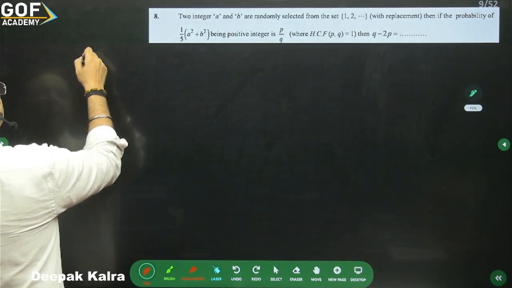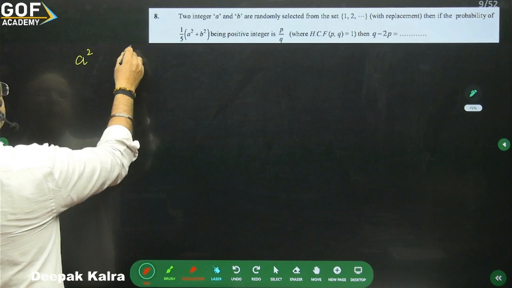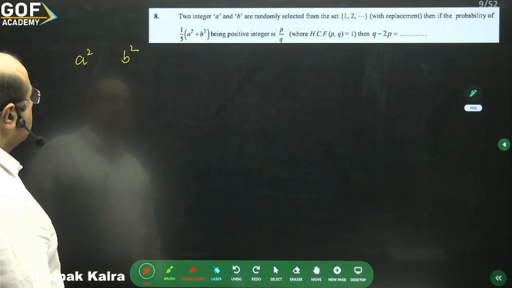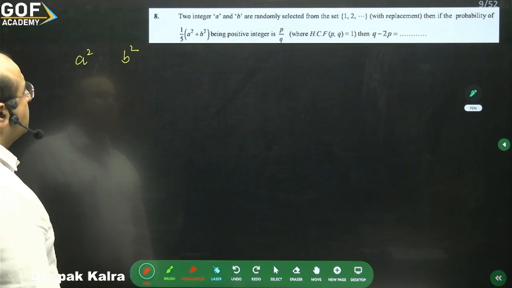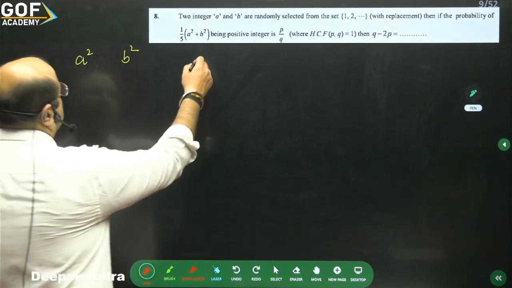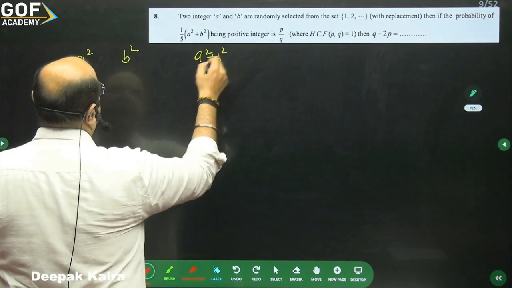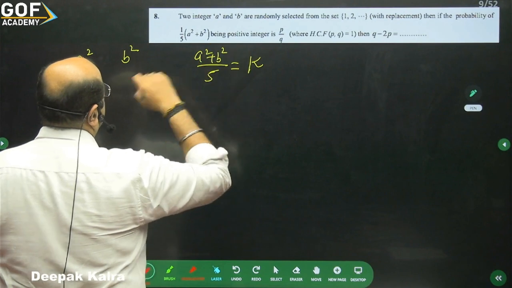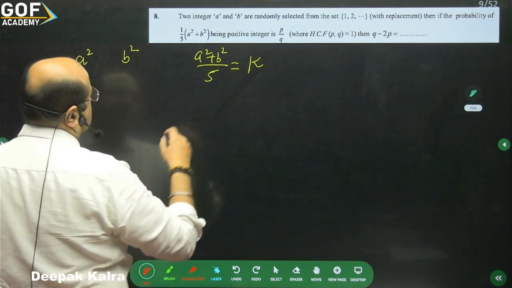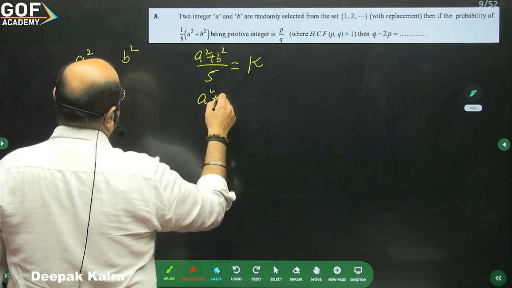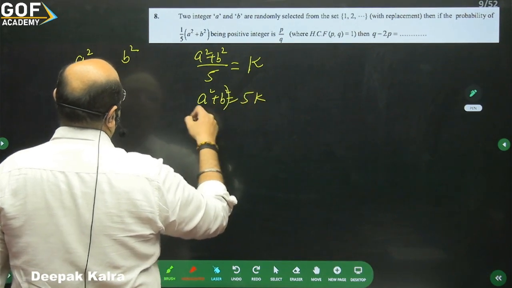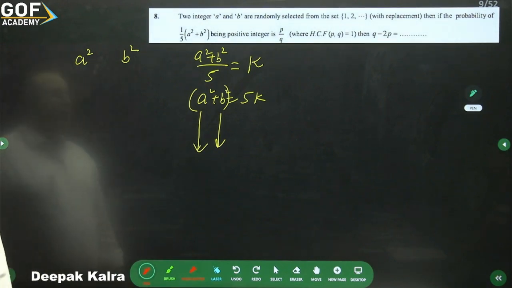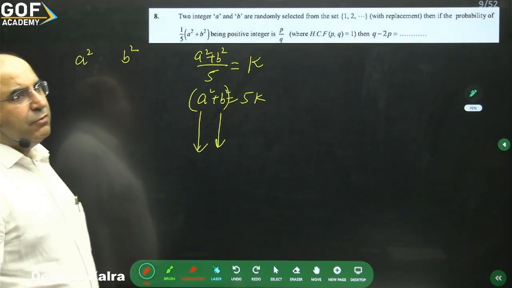If two integers A and B are randomly selected from 1 to 20 with replacement, then the probability of A squared plus B squared over 5 being a positive integer... that is not ending up anywhere. Okay. What to apply? See, if I have to do the square of a number, and A square plus B square over 5 is an integer, let us suppose K. So my answer is A square plus B square should be 5K. So A square and B square should add up to give me a value ending in 0 or 5, right?